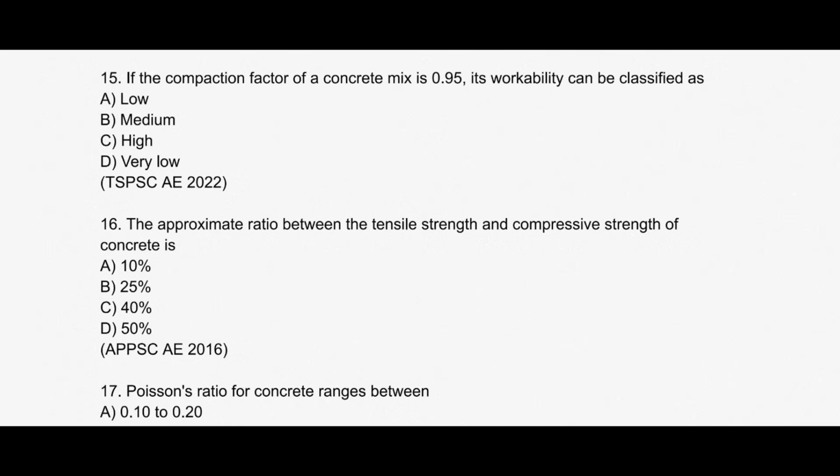15th question. If the compaction factor of a concrete mix is 0.95, its workability can be classified as low, medium, high, very low. So the answer is high. Okay, that is option C.